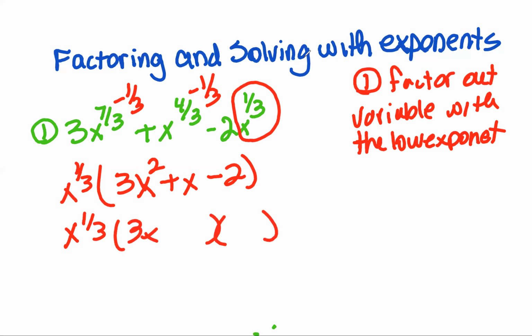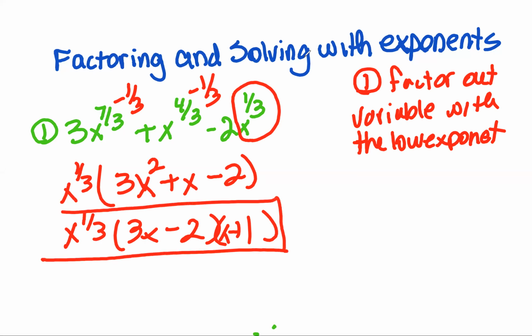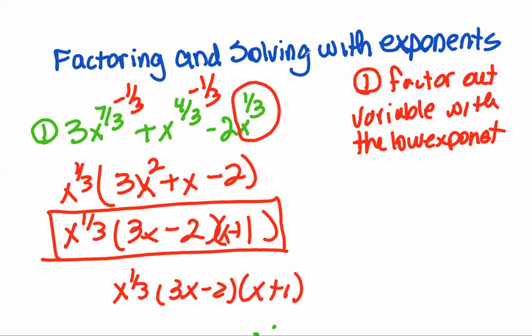However it is that you do that, if you're looking at it and you say what multiplies to 6 and adds to 2, however it is that you do your factoring, you can now factor that. So I know 2 and 1, plus and minus. And oops, I left out the x. Sorry about that. And then I have the answer that I need: x to the 1/3 times 3x minus 2 times x plus 1. So that would be the total factored formula. But just remember, you're factoring out whatever the variable is that has the lowest exponent.